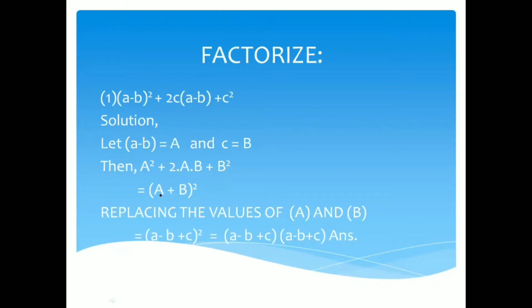Now we replace them. A is what we supposed just now, a minus b, and B is what we supposed, c. That's why (a minus b plus c) whole square came, and since it is a whole square, we write (a minus b plus c) two times: (a minus b plus c)(a minus b plus c). Like this, we have to factorize. Now let's move to the next slide.